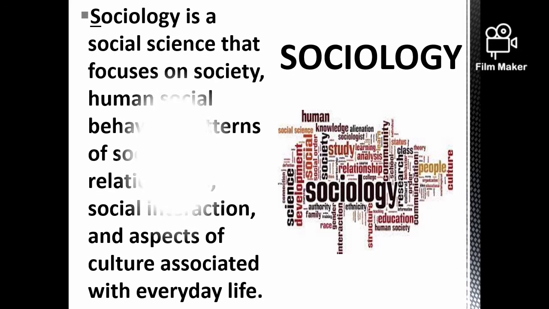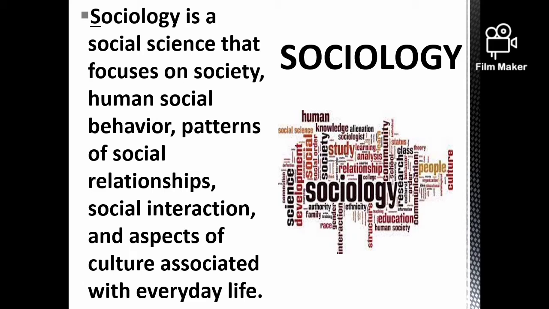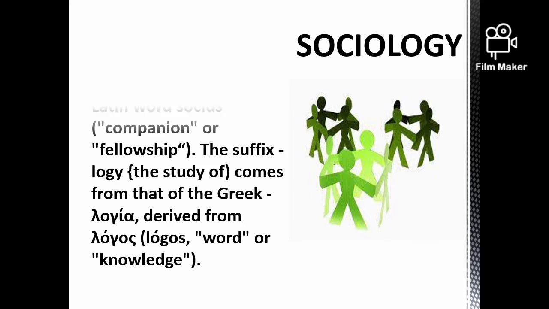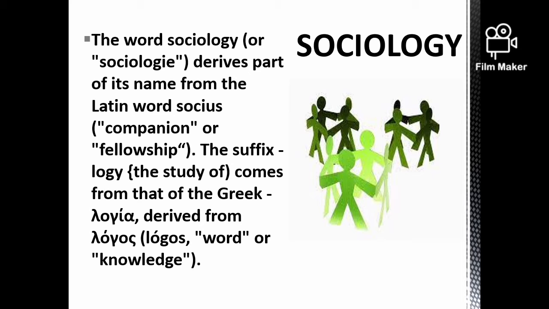Sociology. What do we mean by sociology? Sociology is a social science that focuses on society, human social behavior, patterns of social relationships, social interaction, and aspects of culture associated with everyday life. The word sociology derives its name from the Latin word socius, meaning companion or fellowship. The suffix -logy means the study of, from the Greek logos, meaning word, reason, or knowledge.